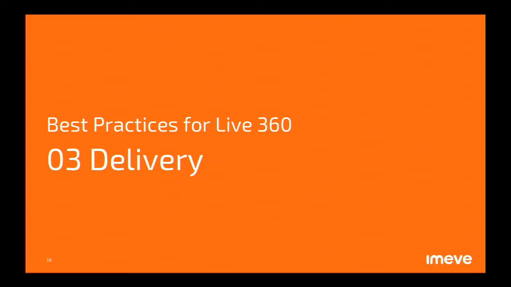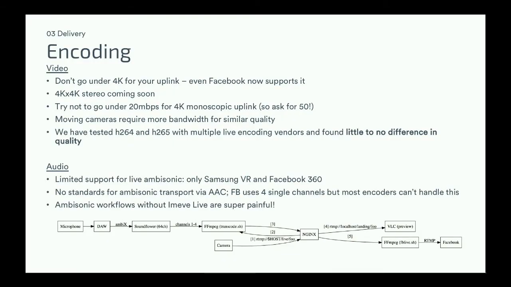Okay, 8 minutes left. Delivery. Moving on to what happens after it comes out of your production: encoding and uplink. Don't go under 4K for your uplink. Facebook and YouTube now support 4K ingest. I've heard that 4K by 4K stereoscopic is coming soon from one of the major broadcast providers. I hope that's true. For your uplink, try not to go under 20 megabits per second for 4K.